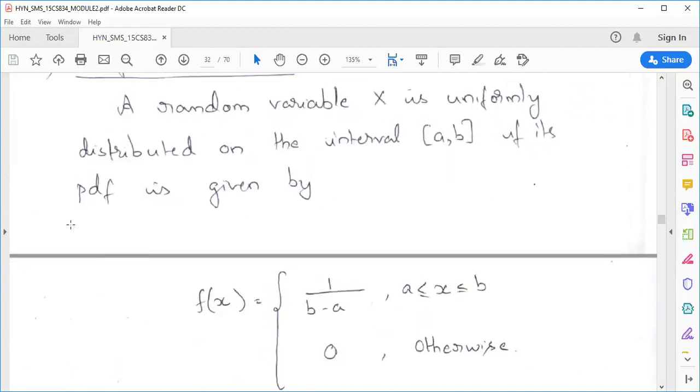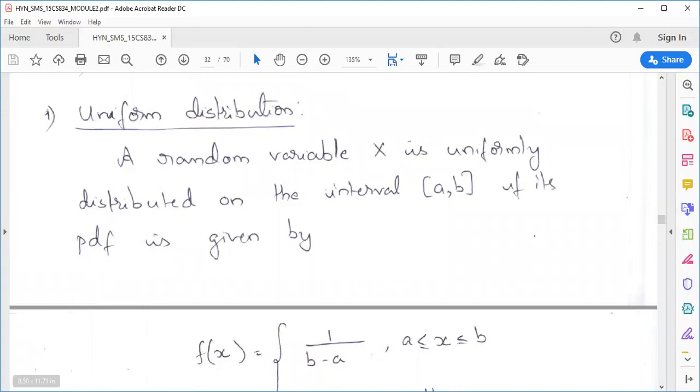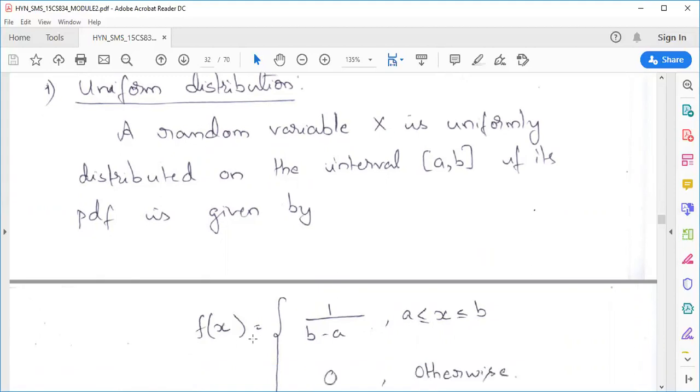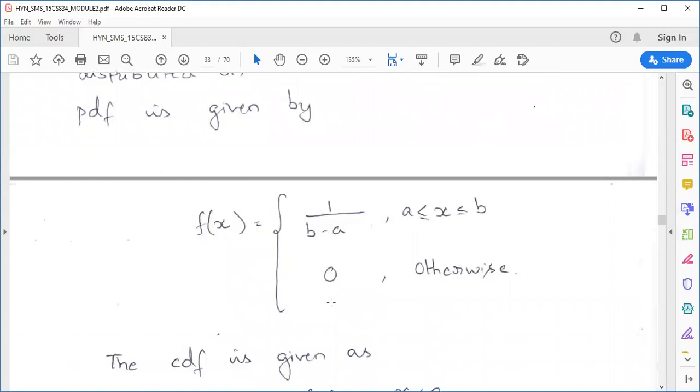For uniform distribution, the probability distribution function is given by small f of x. Small f is used to denote the probability distribution function. So small f of x is equal to 1 divided by b minus a, where b is the end of the interval and a is the start of the interval. So 1 divided by end minus start, where my outcome of the experiment small x varies between a and b. So a is less than or equal to x, is less than or equal to b, and it is 0 otherwise. This is the standard formula which you have to remember for uniform distribution.